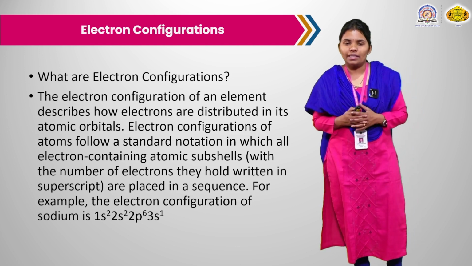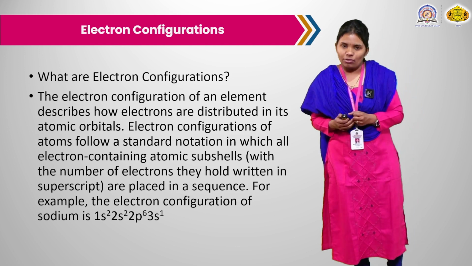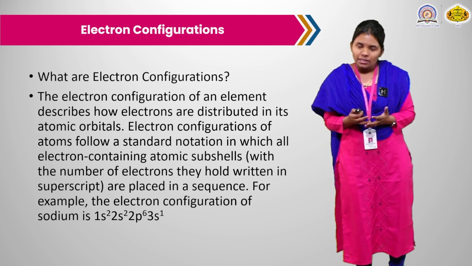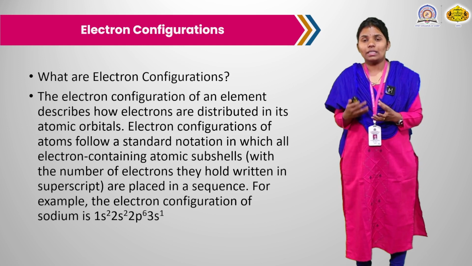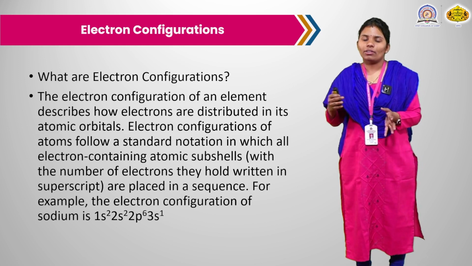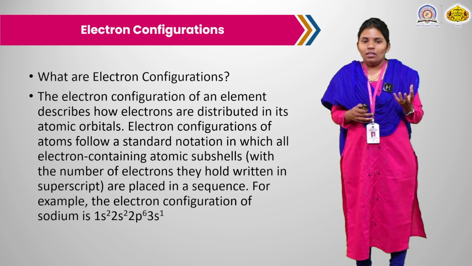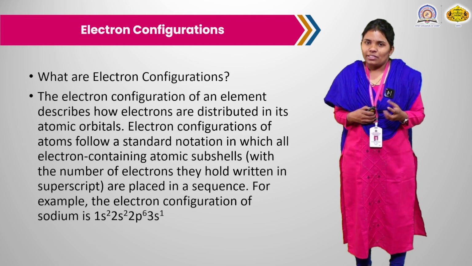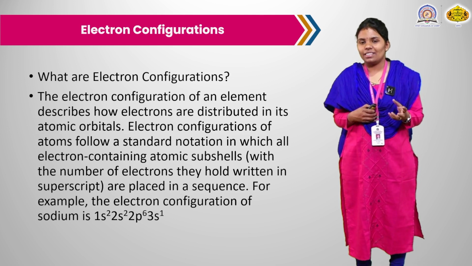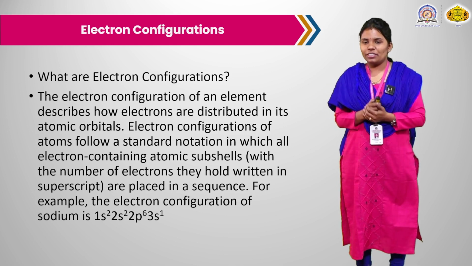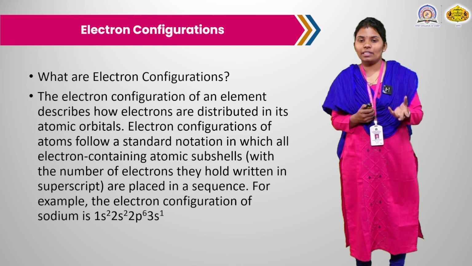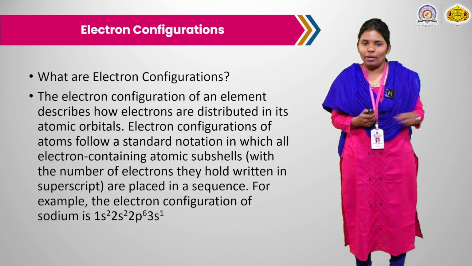So, in this slide we are going to see what the electronic configuration is, how to write it, what the rules are to write it, and what the correct criteria are. Basically, what is the electronic configuration? In daily life, we can say it is the address of a particular element. The electronic configuration of an element describes how electrons are distributed in its atomic orbitals.